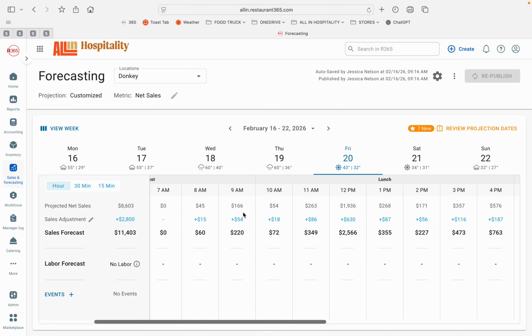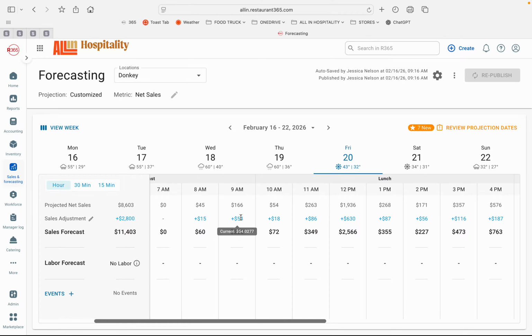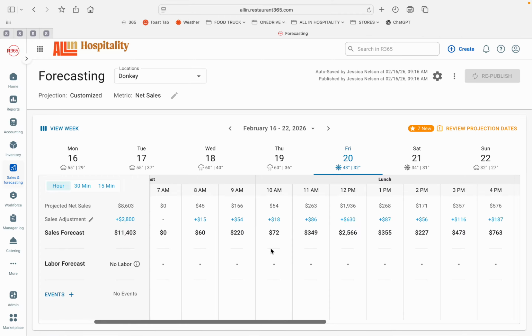So for Donkey, you can see a breakdown here by the hour of our sales projections. We know how many staff that we need to schedule before noon with not a whole lot of sales. Even on a Friday, we are looking at a projected $263 with an increase of $86. So we're looking at only $350 going into the 11 to 12 o'clock hour. But very quickly, we see a massive increase on Friday at lunch. No kidding. At noon, that hour is looking closer to $2,500. And then you can see the way that lunch fizzles back out.